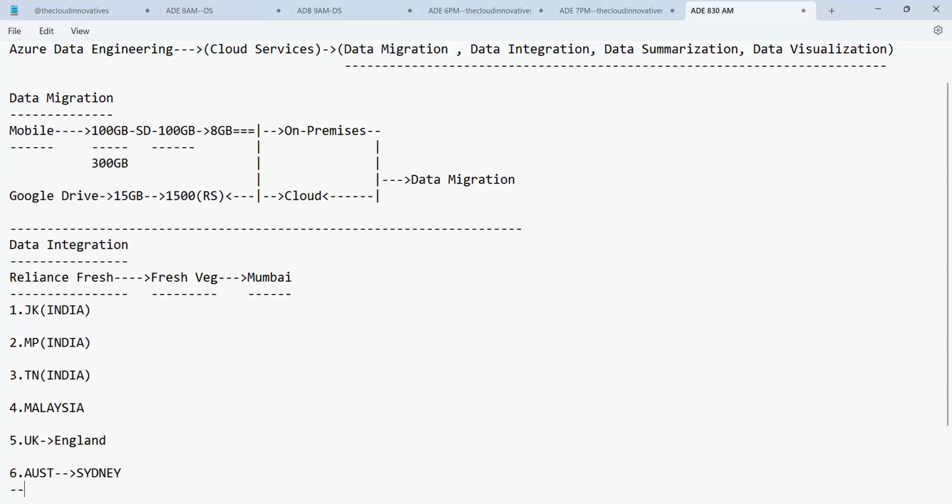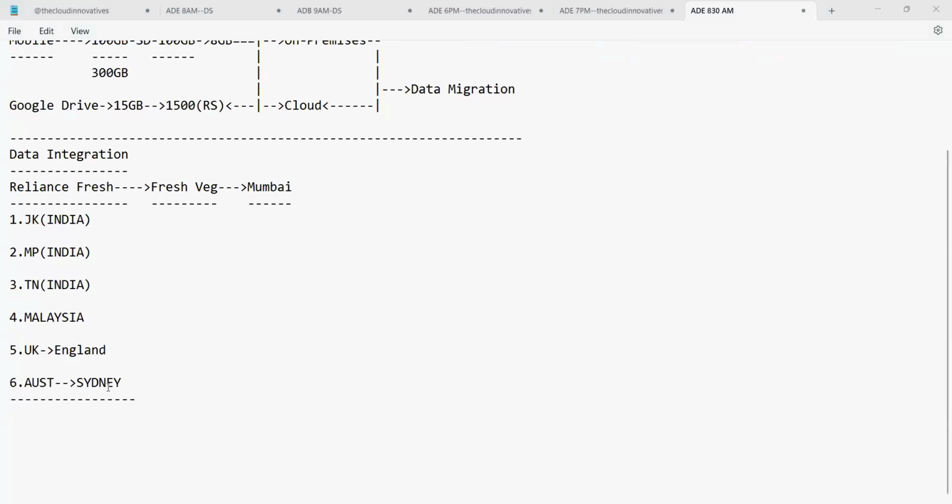So everyone, can you see here? Yes, we have the following vegetables brought from various locations of the world. Now the next question: we bought these vegetables by Reliance Fresh from various locations across the globe.